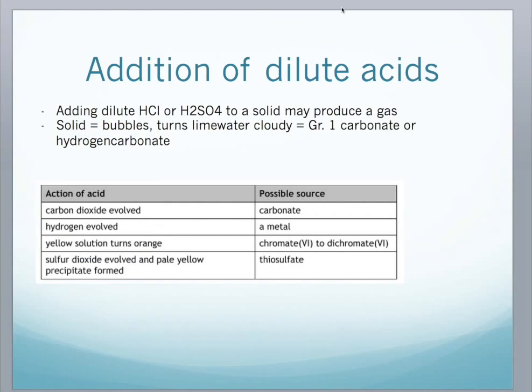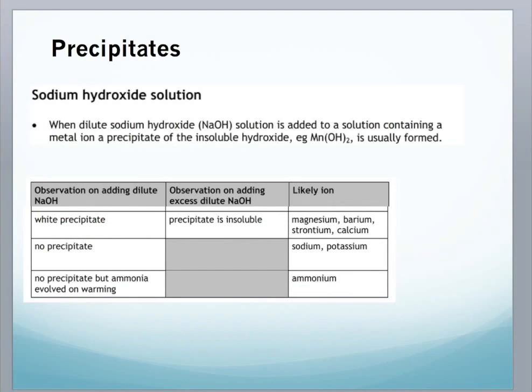So let's look at the addition of dilute acids. You might be asked to add dilute hydrochloric or sulfuric acids to a solid, and then a gas may be evolved. For example, if you have carbon dioxide, it's most likely to be a carbonate. If you have hydrogen gas, it will be a metal. You also can have the formation of a precipitate.